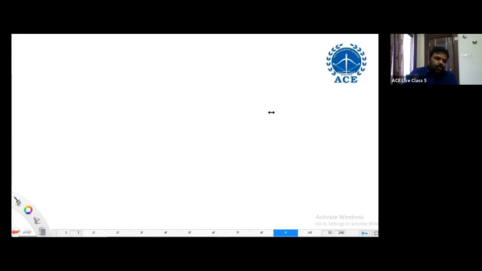Minimal, final. What do you mean by this? Further reduction is not possible. Further reduction of what? Complexity. What do you mean by complexity? How do you measure the complexity of a Boolean expression?